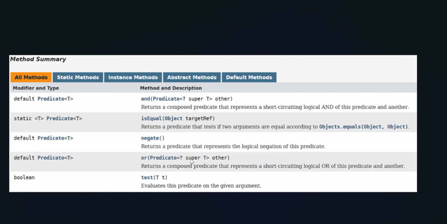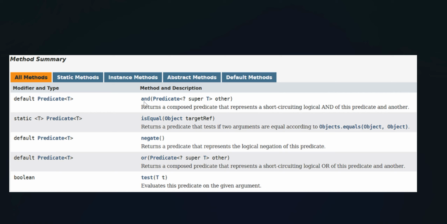Hey guys, welcome back. In the last few sessions, we have discussed the abstract method of predicate interface, and we have seen some examples on this test method as well. In this session, we will be discussing the other methods of predicate interface, like the and method, the negate method, and the or method. So let's go and discuss it.